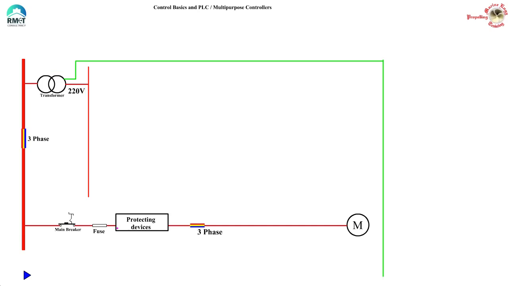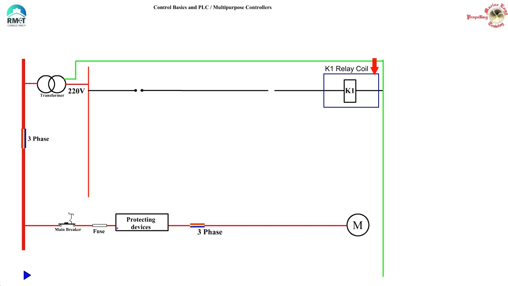Now we add a main contactor coil. Let us call it K1. Now please don't ask me why it is K1. It is because everybody calls it K1 and I don't mind it. This main coil K1 will operate the main contactor, which will actually connect and disconnect the motor depending upon whether current is flowing through the coil or not.